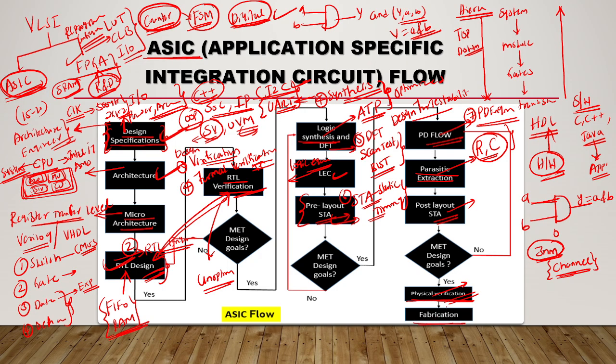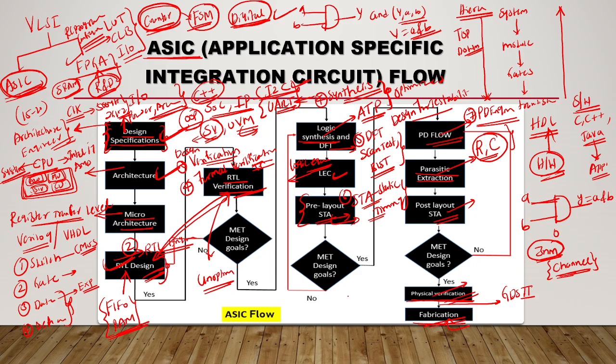Fabrication means here they will produce the GDS2 file. The GDS2 file will be given to the fabrication people. They will do the fabrication by using the N-well technique, twin tub technique. So many techniques are there, like diffusion and implantation, photolithography, metallization, etching. All those things will be done in the fabrication.